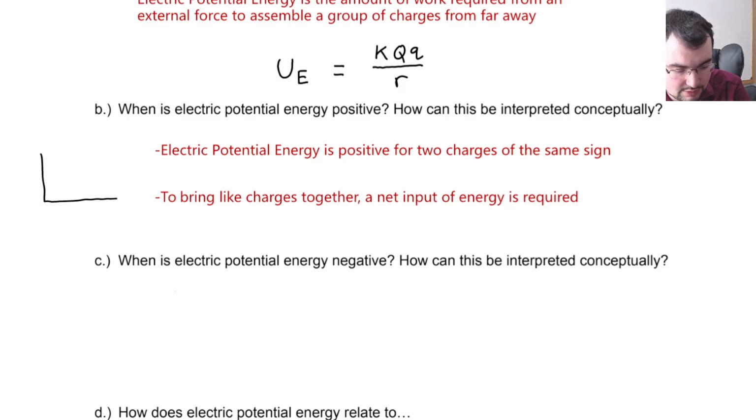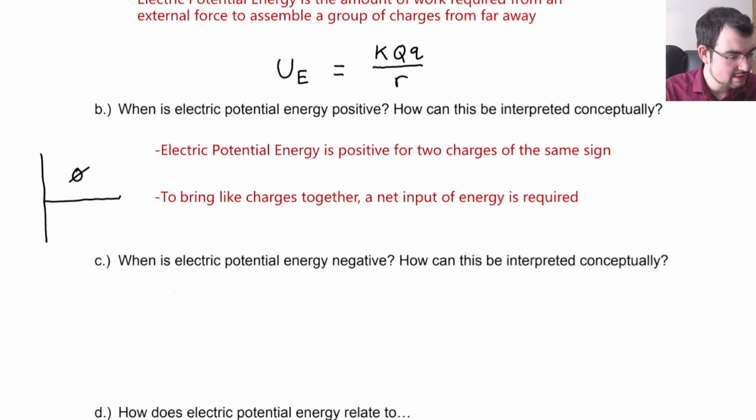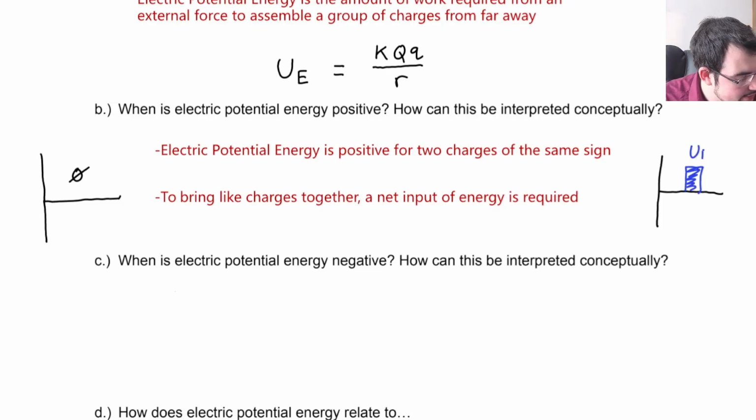So if you have charges that are far away, there's going to be no energy initially. And then if you bring the like charges together, they are going to have potential energy. The system, the two-charge system, will have potential energy, and it's positive at the end. And that is representing that it costs you energy to bring positive charges together because they're not happy about being brought together. You have to pay them to bring them together.